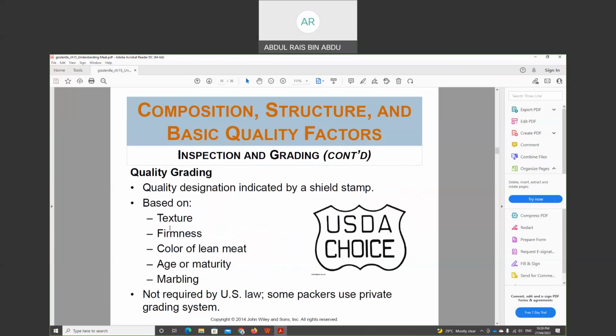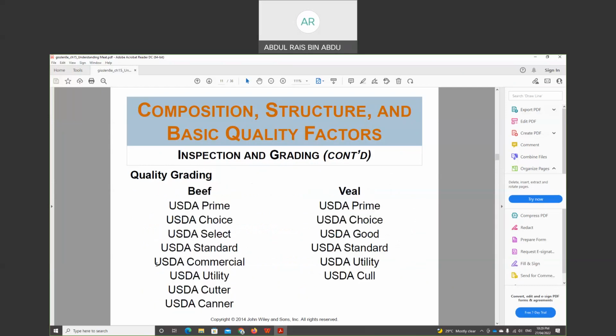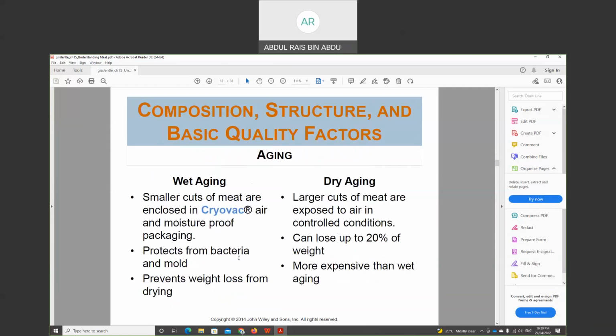All right. The quality grading is usually based on 5 things. Number 1, texture. Second, firmness. Third, the color of lean meat. Fourth, the age or maturity of the meat, and lastly, the marbling. All right. So these are just some of the examples of beef grades in the American rating lah.